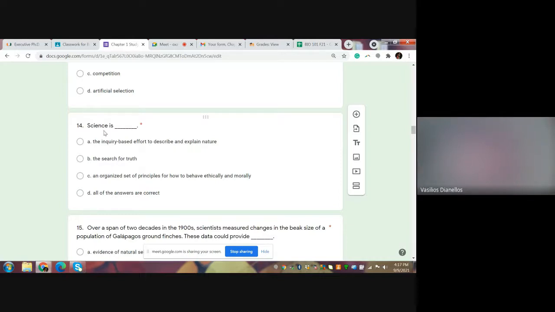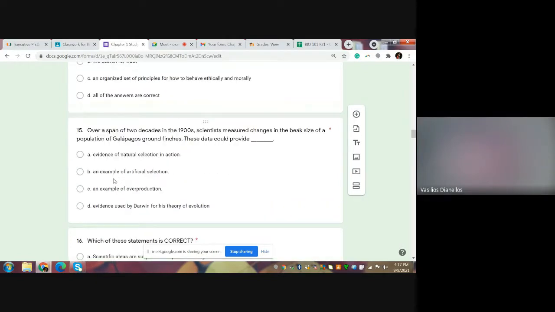Science does have an organized set of principles of how to behave ethically and morally, but that is not what it is itself, right? There's plenty of unethical and morally wrong science that has been done over the years. Think about, not most recently, but relatively recently, the Tuskegee experiment, right? Look that up if you don't know what it is. So yes, the answer to 14 is A. Any questions so far?